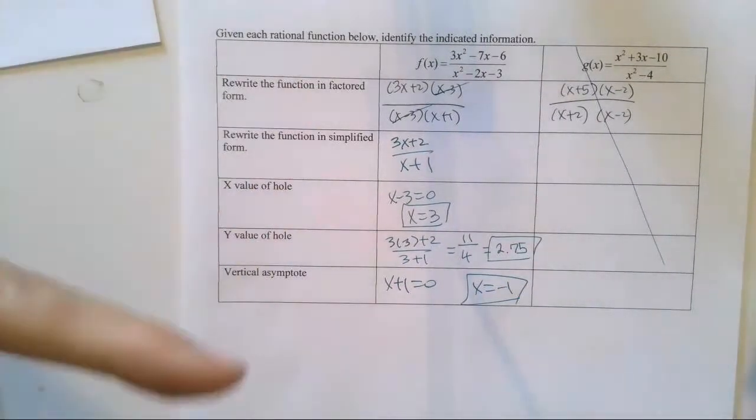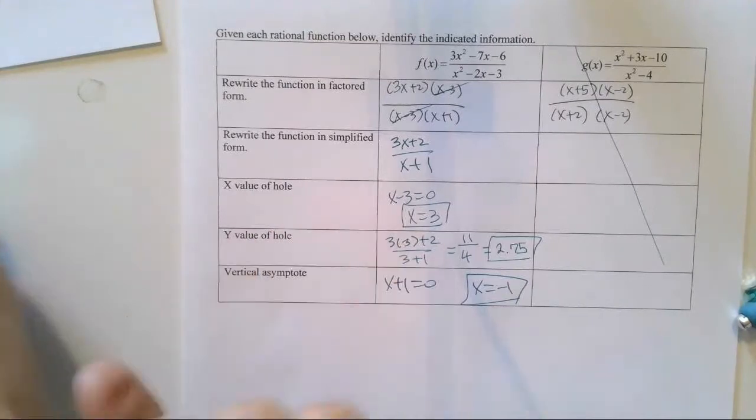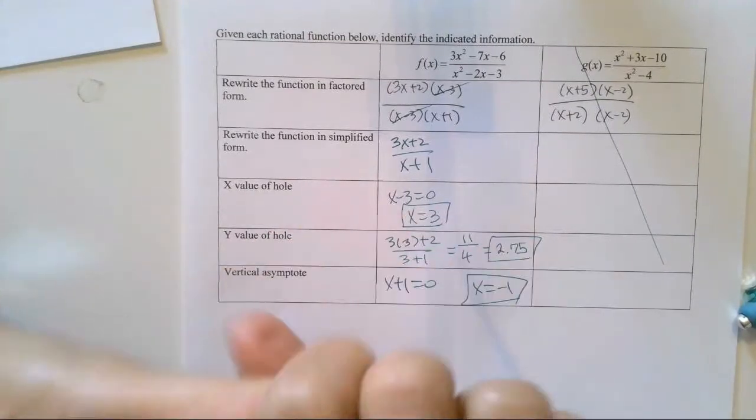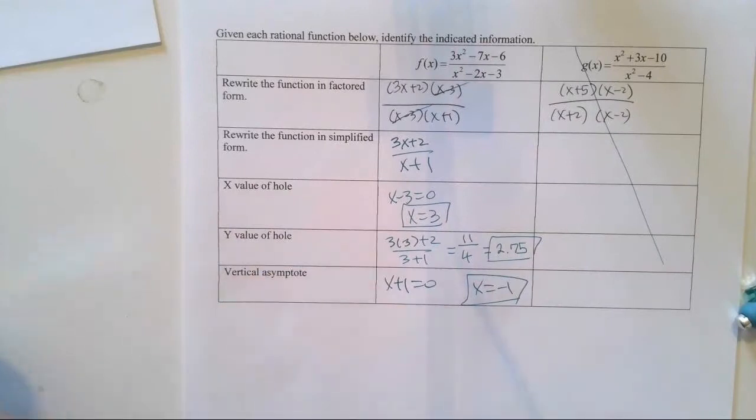So today's lesson, we learned how to find what? Restricted value, which is the same as undefined, domain, x-intercept, y-intercept, holes, and vertical asymptote.